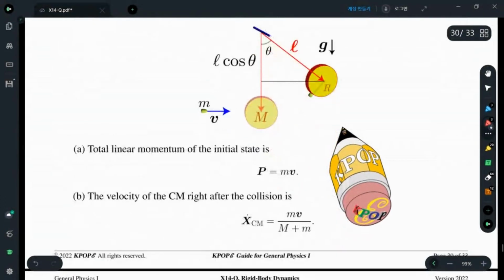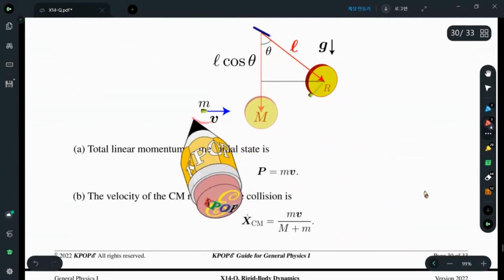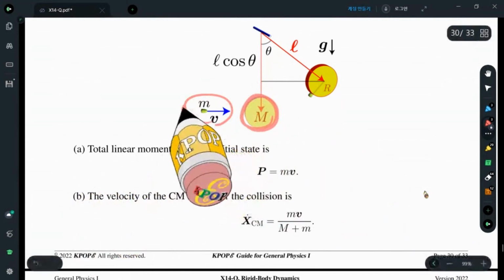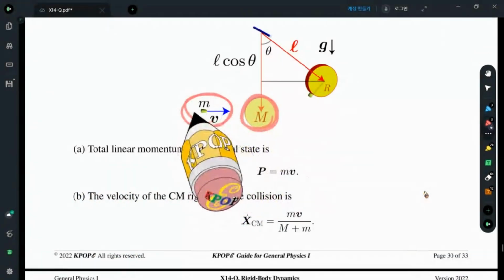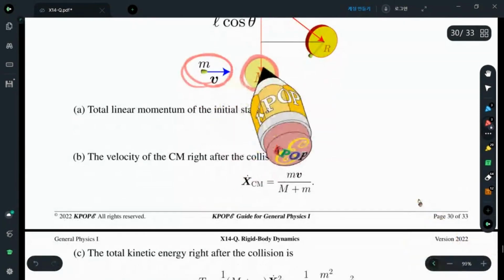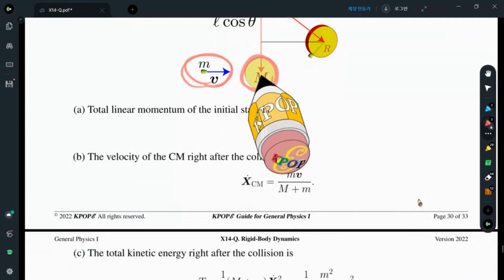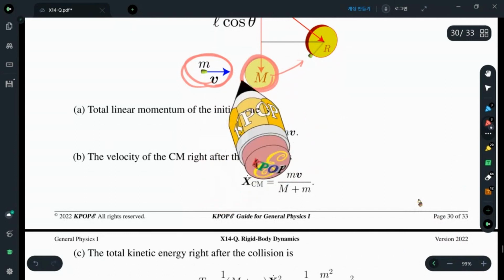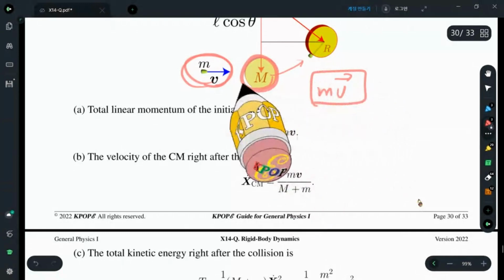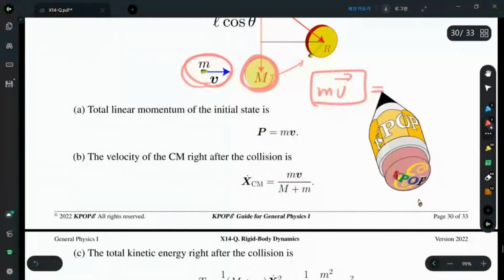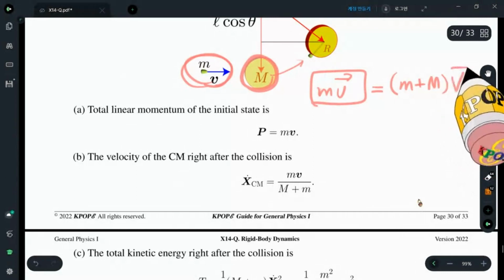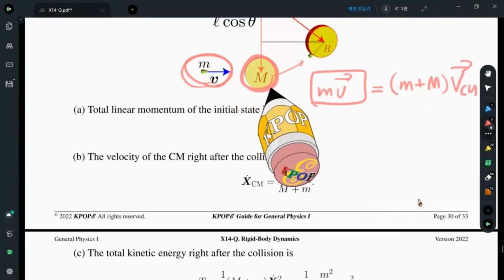Again, the same problem, but we have an inelastic collision. There's a bullet. The initial state of this pendulum was at rest, and the bullet is coming incident, and they merge together immediately, and then it rises up. The reason is that this initial linear momentum is transferred to the final linear momentum of m plus m with the center of mass when they are combined together.